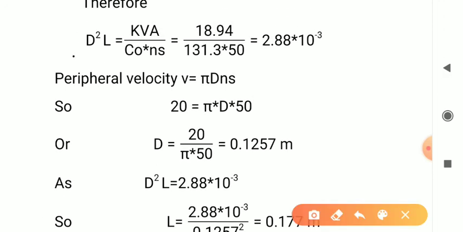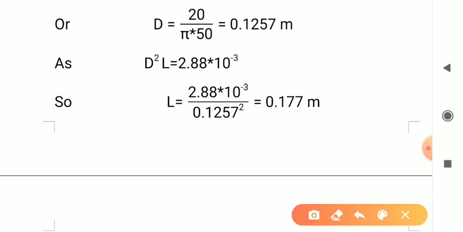Now this value of D we will insert in the equation of D square L. As we know, D square L is equal to 2.88 into 10 to the power minus 3, and if we put the D value as 0.1257 meter, then we can calculate L by the expression L equals 2.88 into 10 to the power minus 3 divided by 0.1257 square, and this value becomes 0.177 meter.